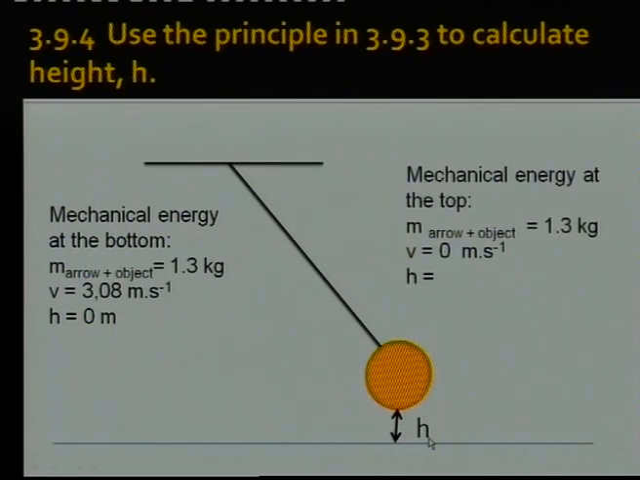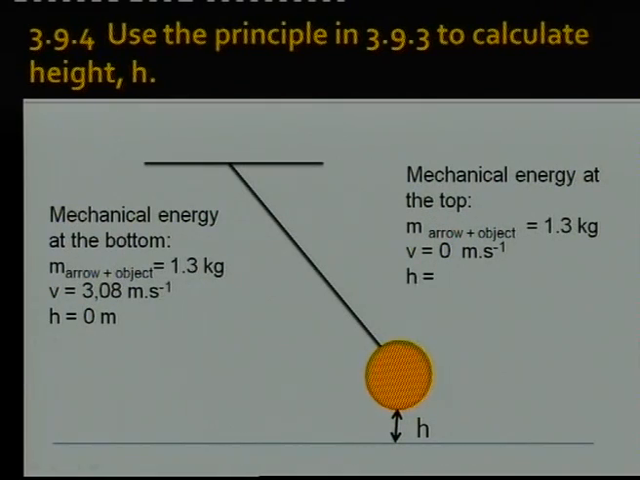All the information that we have: the mechanical energy at the top, the mass of the arrow and the object is 1,3 kilograms. The velocity of this object at the highest point is 0 meters per second, and we need to calculate the height. So there are 3 things that we have: the mass, the velocity, and the height. The same at the bottom, we've got the mass, the velocity, and the height.